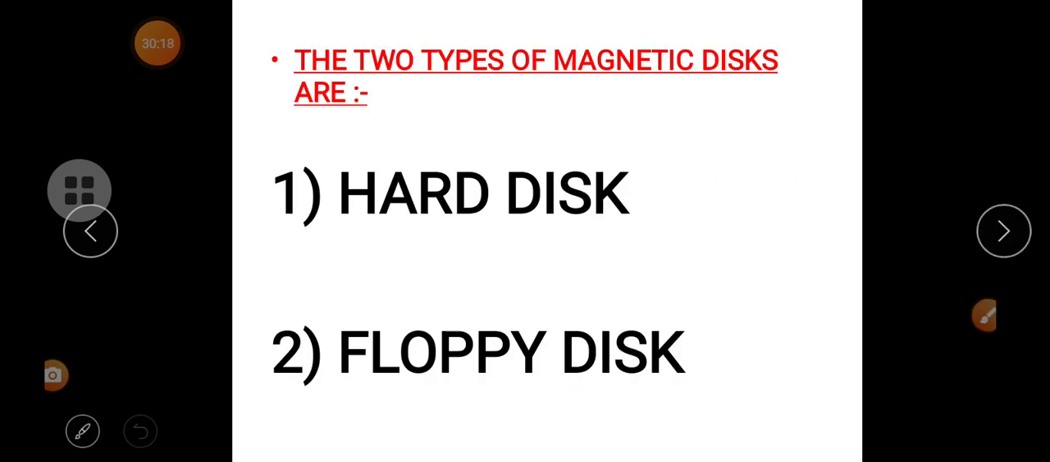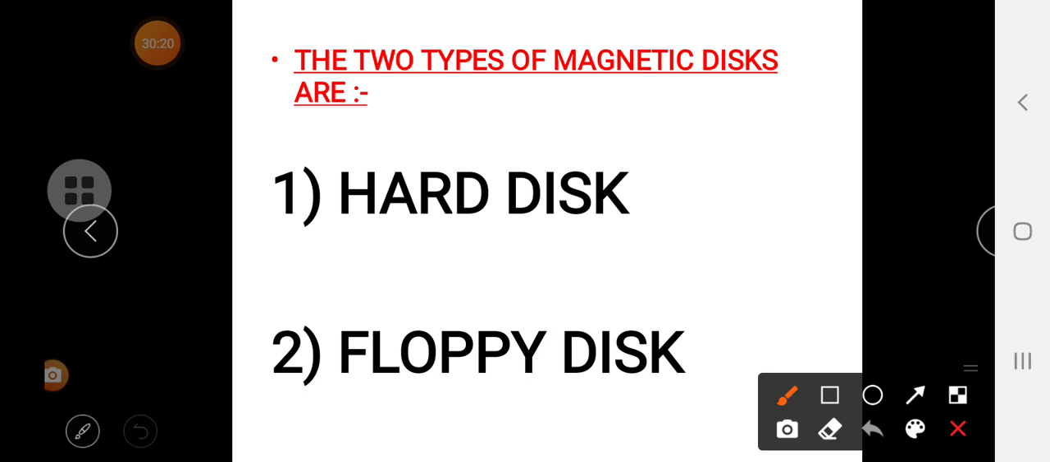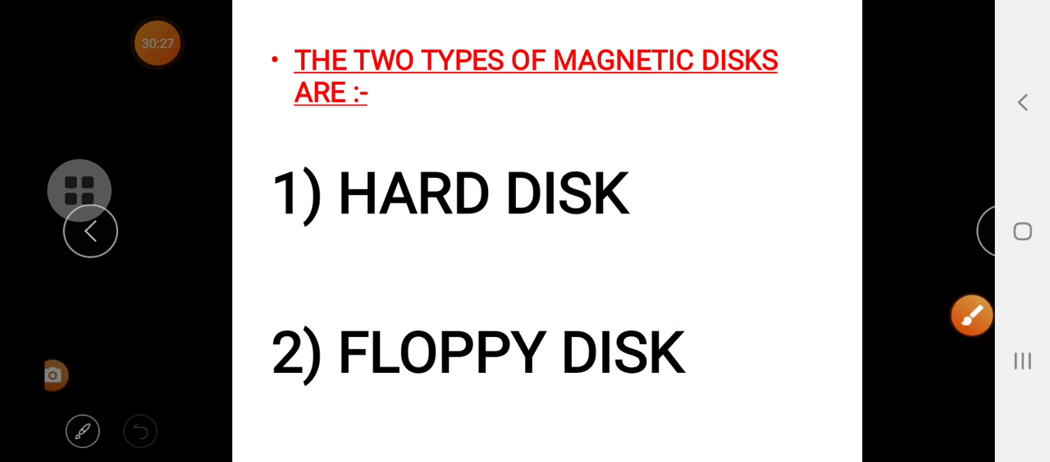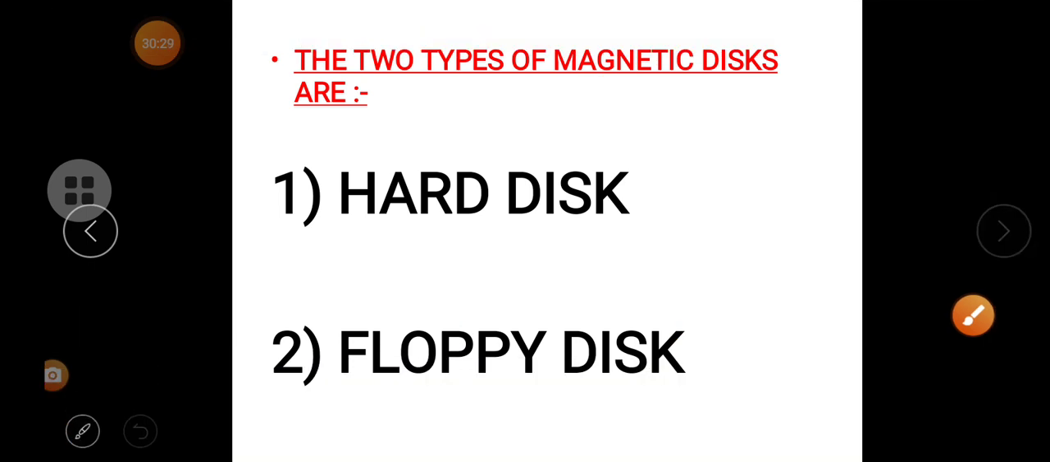So next there are two things with respect to magnetic disks or tapes. One is hard disk and the other is floppy disk. So this we will discuss in the next classes.